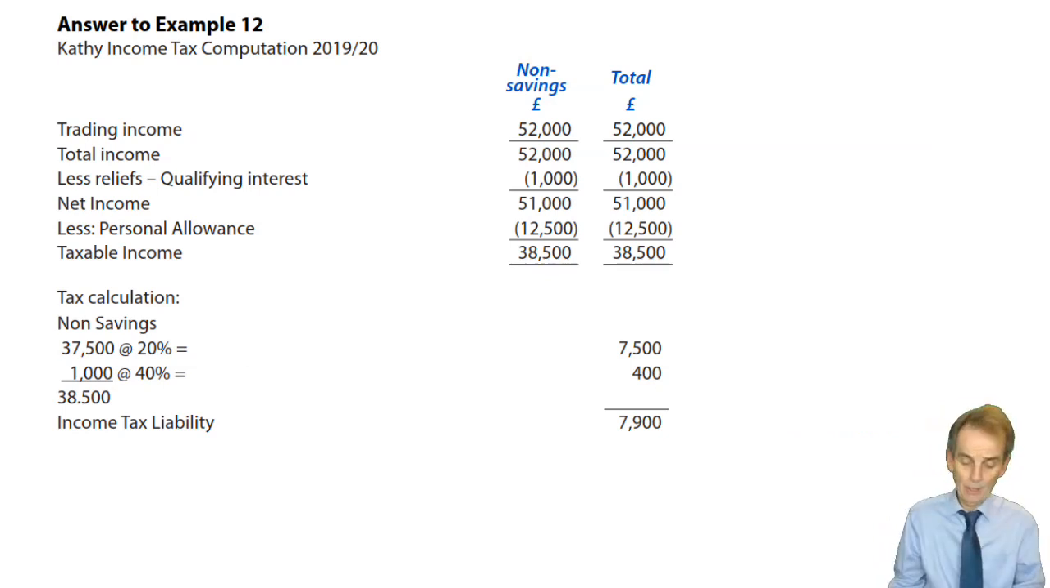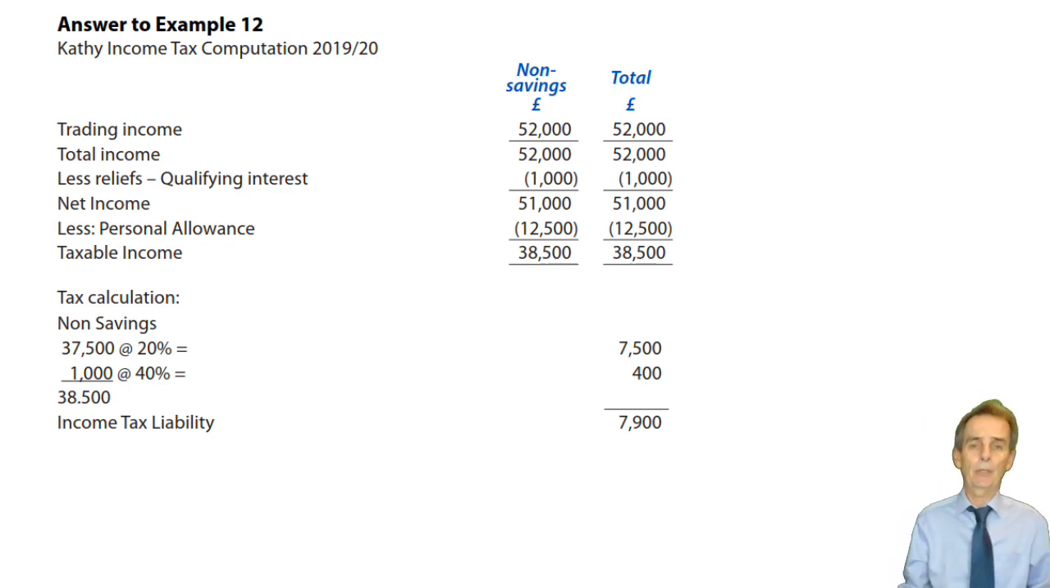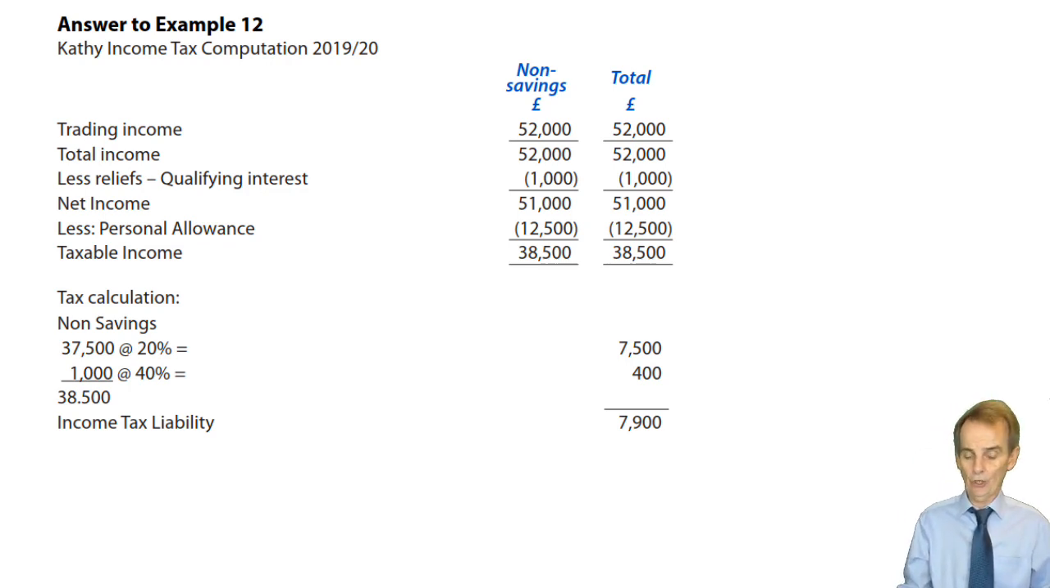Okay, hopefully no surprises here. As we said, 52,000 of non-savings income. That is total income. Take away your qualifying loan interest paid, down to net income of 51,000. No problem, a full personal allowance is applied, 12,500, and we've got taxable income of 38,500, which is all non-savings. Basic rate band limit, 37,500. So on that we pay tax at 20%, and thereover we pay tax at 40%, something you are well familiar with now. And in that way, we establish our overall income tax liability. Nice, simple exercise there, I trust, to warm us up in terms of this particular lecture.